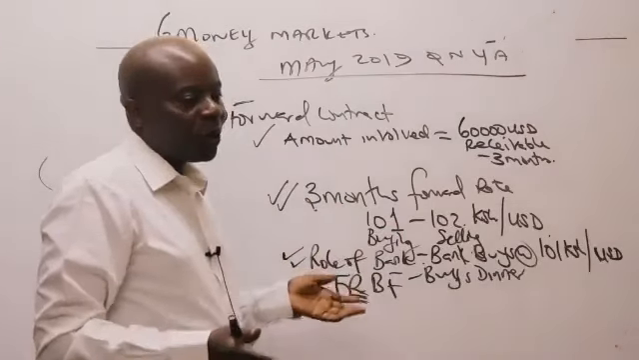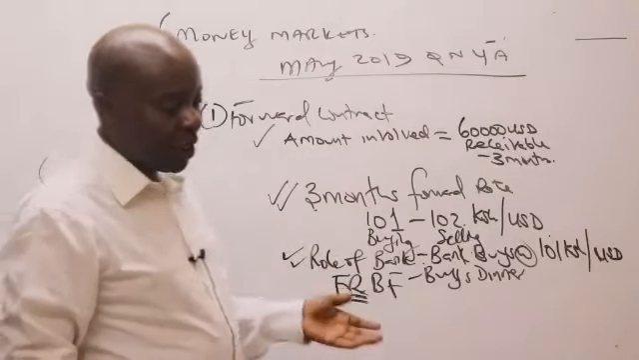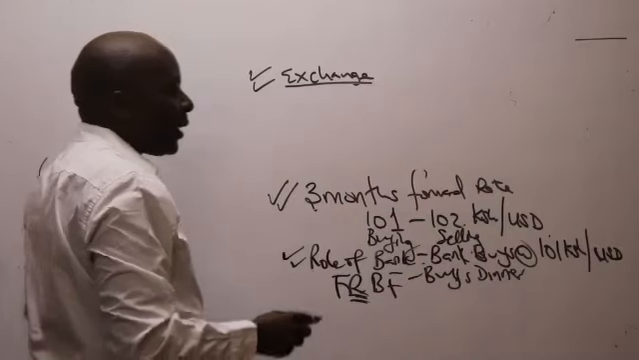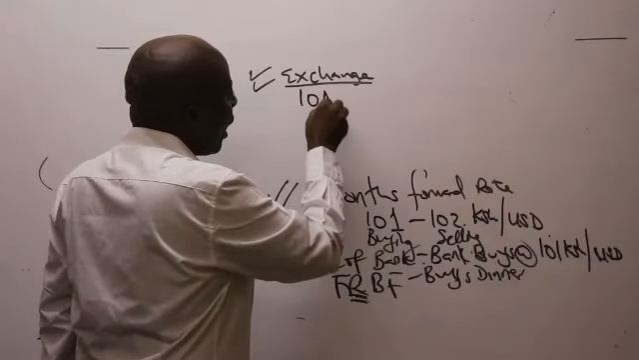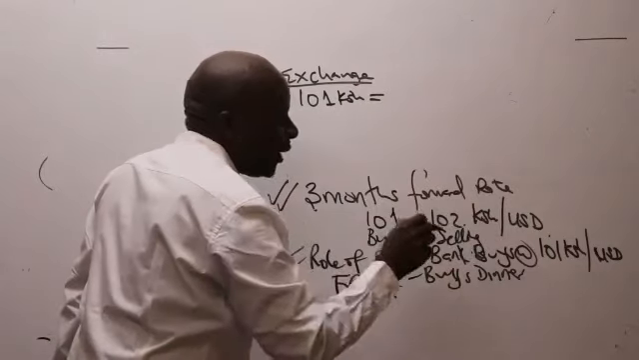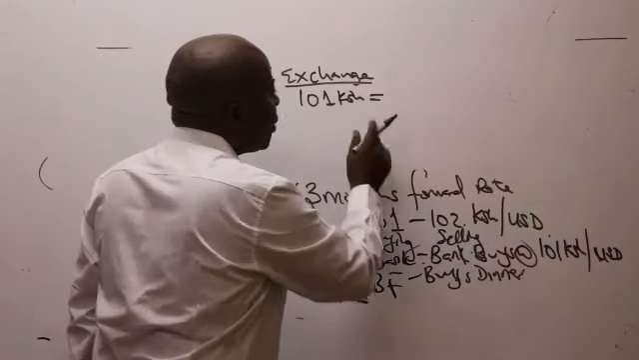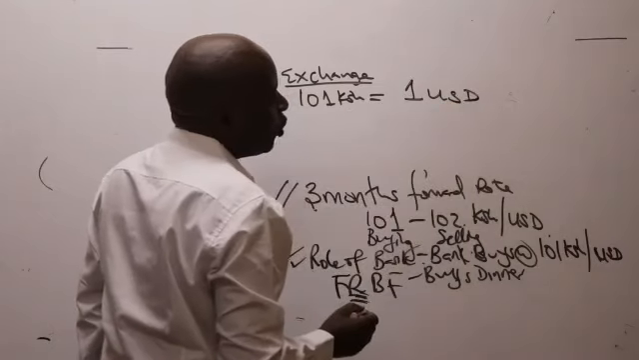So now you go to the last thing. The last thing here will be about you now exchanging, doing the very obvious. I know the rate. It is 101 Kenya shillings per US dollar. It means 101 Kenya shillings equals $1.